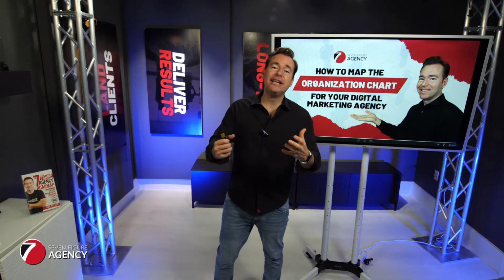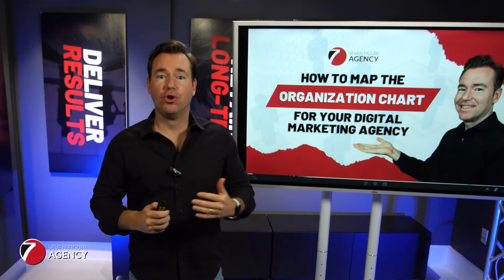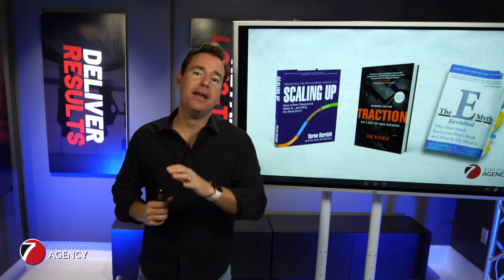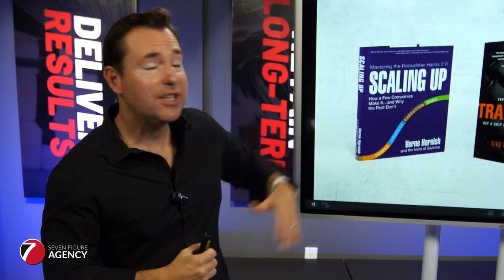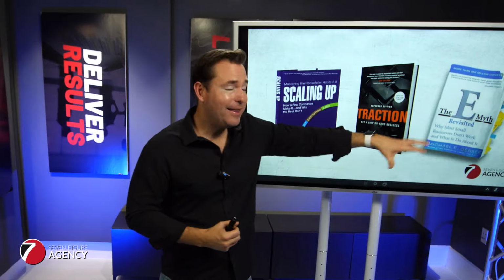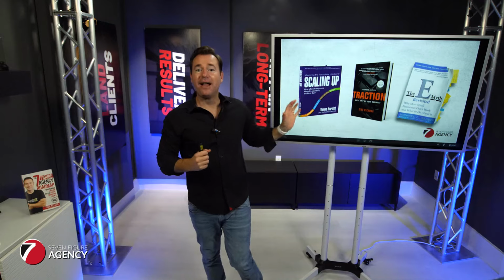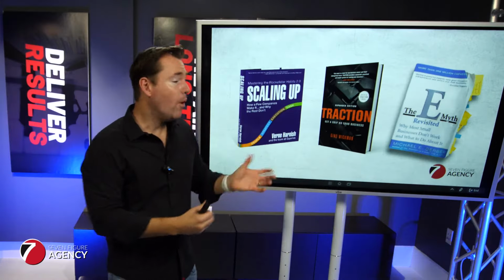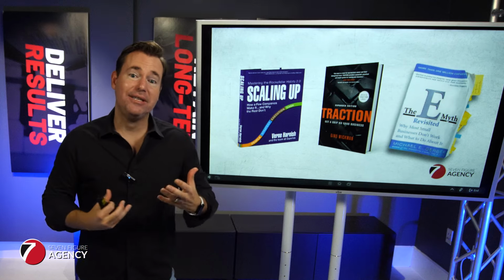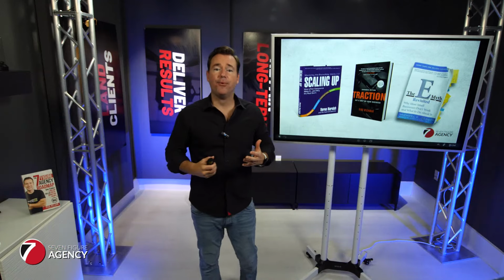So as it relates to growing and scaling your agency and developing an organizational chart, there's some amazing books I can highly recommend you look at. First is Scaling Up by Verne Harnish, Traction by Gino Wickman, and The E-Myth Revisited by Michael E. Gerber. These are all great books. I highly recommend you check them all out. The one that we actually operate our business on today is Traction, which is EOS, the Entrepreneur Operating System.